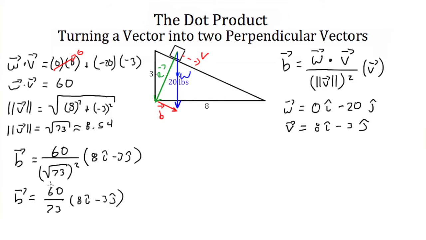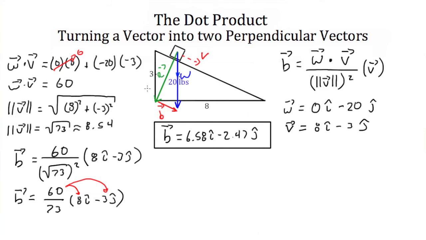Here we're multiplying a scalar by a vector. So you just take the 8 and you multiply it by 60 over 73. And you take this negative 3 and you multiply it by 60 over 73. If you do that, you're going to find vector B is equal to about 6.58 in the i, and then minus 2.47 in the j. So this is our vector B.